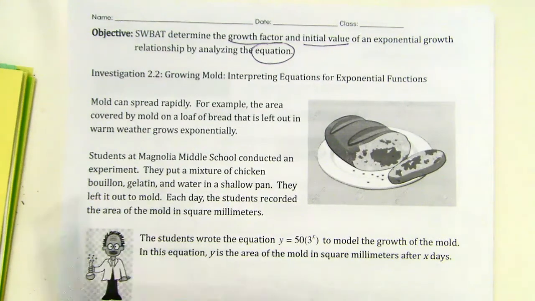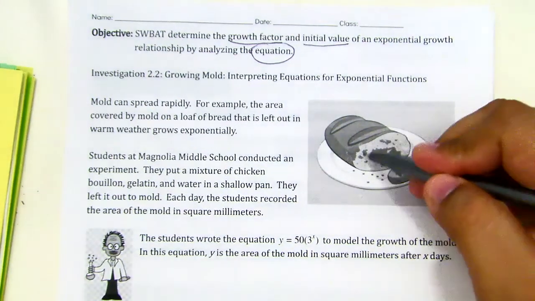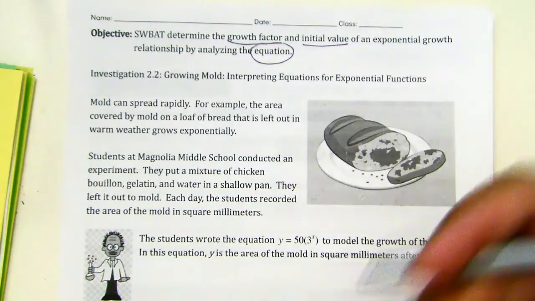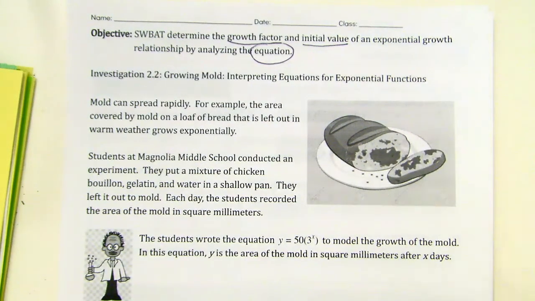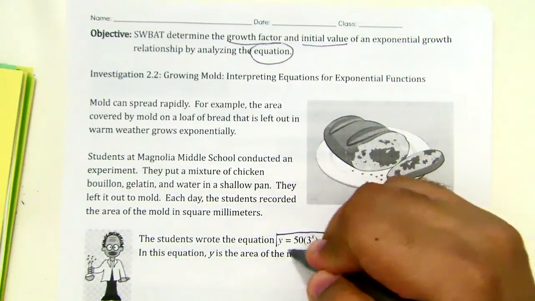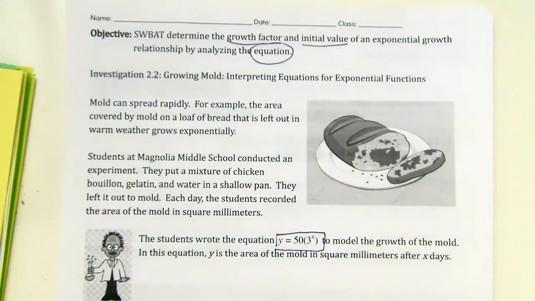So what we're saying is that students at a middle school are conducting an experiment. They put a mixture of chicken bouillon, gelatin, and water in a shallow pan. They left it out to mold. Each day, the students recorded the area of the mold in square millimeters. So like, let's say this here was the Petri dish. It's growing every day. They're measuring the area of it, so how much of the space is being covered by the mold. The students came up with this equation, y equals 50 multiplied by 3 to the x, to model the growth of the mold. In the equation, y is the area of the mold, and x is the number of days that have passed.